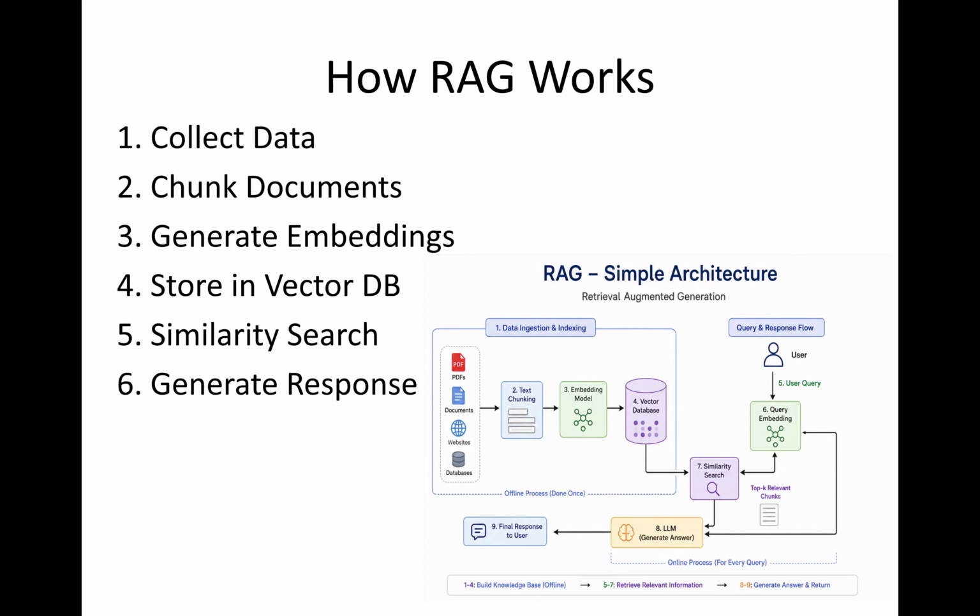Then we have the similarity search. At last, it generates the response based on the LLM. The retrieved data is passed to the LLM to generate the final answer. So this is a simple architecture flow of RAG, which starts from the user query, then goes to the embedding models, then to the vector database search, then to the LLM, and then it gives the final response.